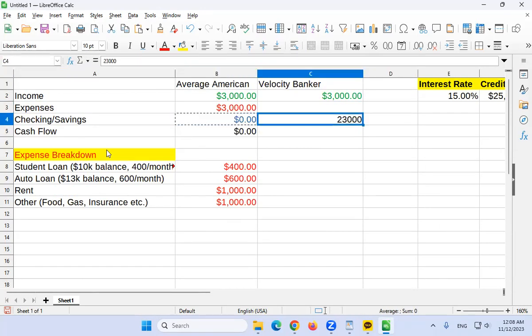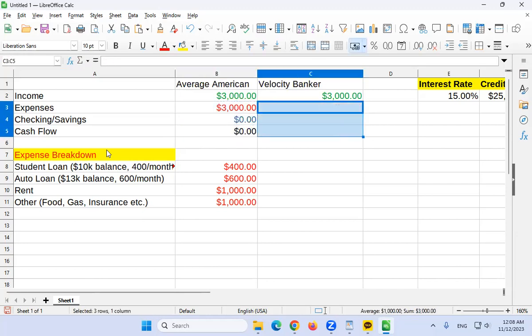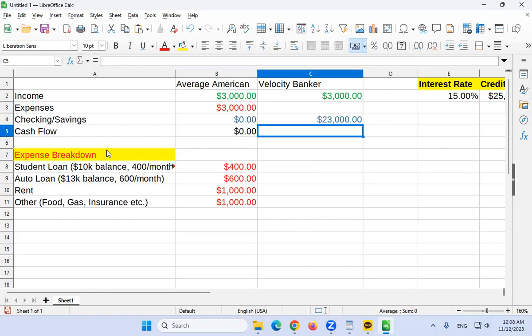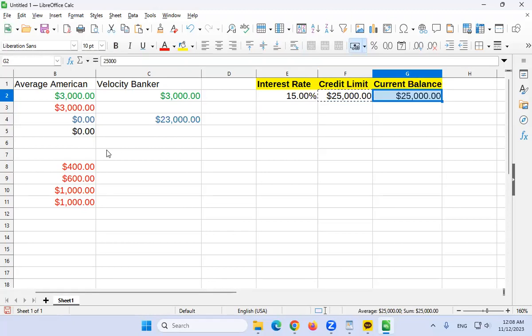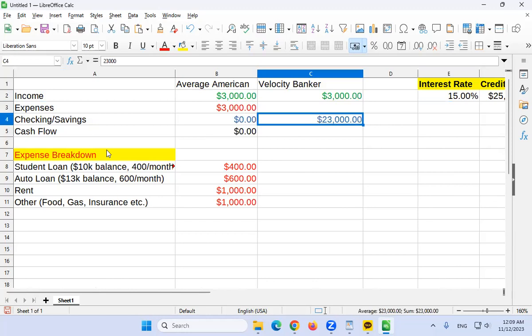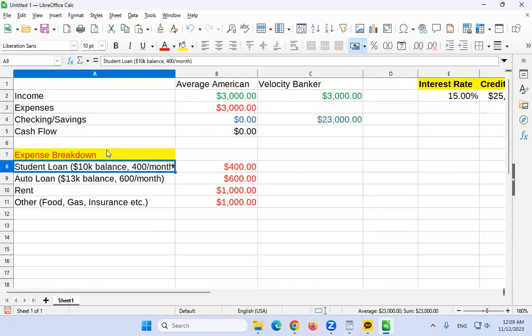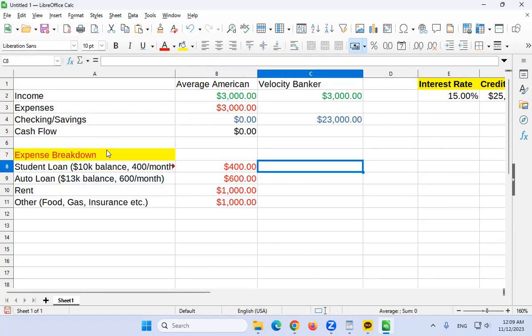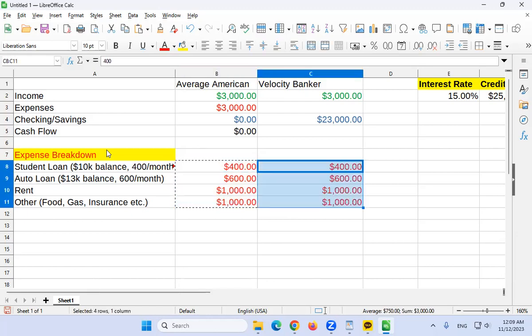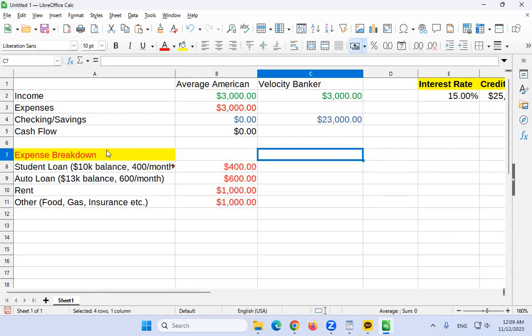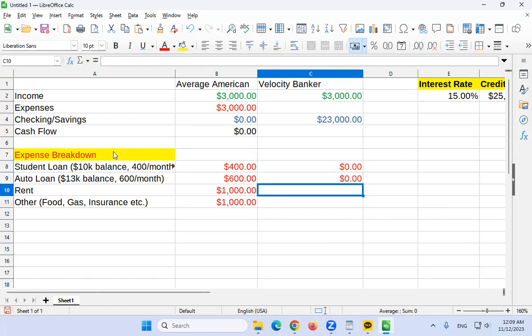23,000. Actually, go ahead and copy the color coding and then delete that. Okay, 23,000. Why are we dumping 23,000 from our line of credit into our checking and savings? Because if we pay these off, right, this will go to 0, this will go to 0. Let me go ahead and copy the red. So this will go to 0, this will go to 0. Rent stays the same. Food, gas, insurance stays the same.